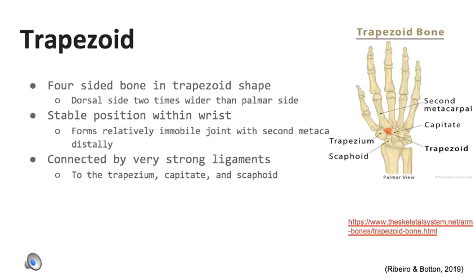The trapezoid is a four-sided bone where the dorsal side is 2 times wider than the palmar side. It has a very stable position within the wrist, as it forms a relatively immobile joint with the second metacarpal base distally. In addition to this, the trapezoid is connected by very strong ligaments to the trapezium, capitate, and scaphoid bones, which helps to provide even more stability.